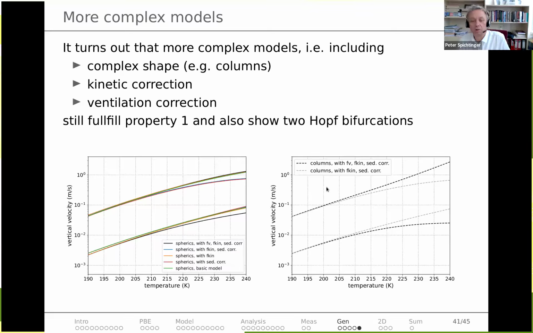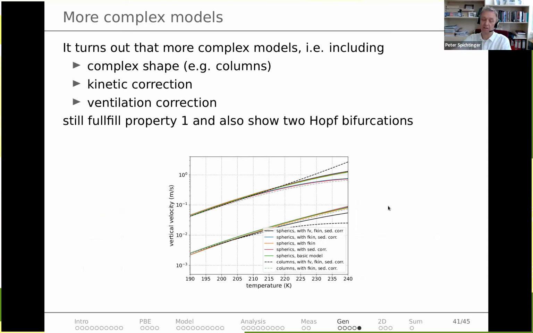And it's the same, or qualitatively it's the same. And the same is true for columns. So of course, if you add some corrections, maybe the domains become wider or larger or smaller, but in the end, it's always the same. And this is more or less a composite of all the things we tried out. And you realize the green one, this is the basic model, is not so far away from the other more complex things.